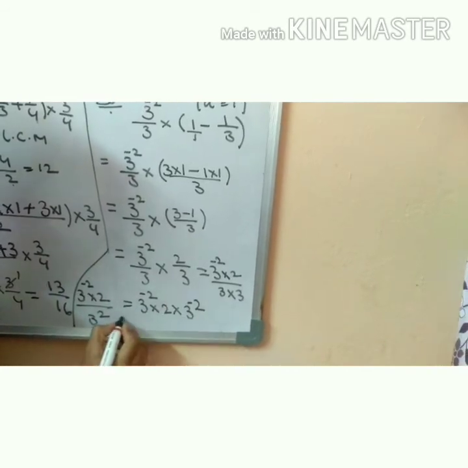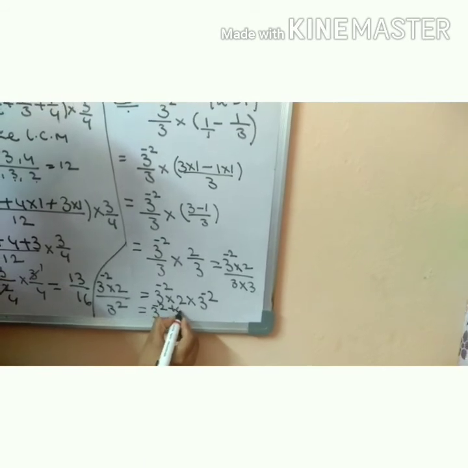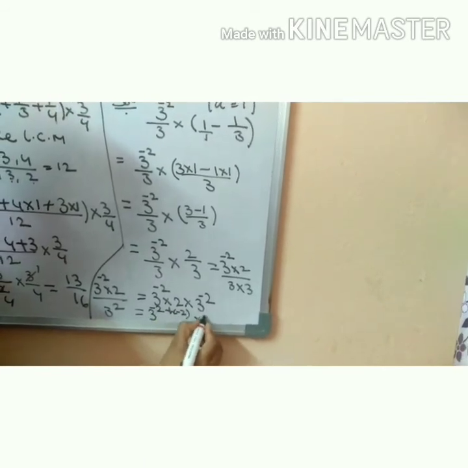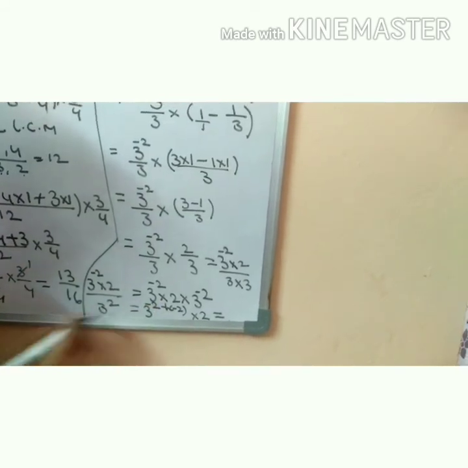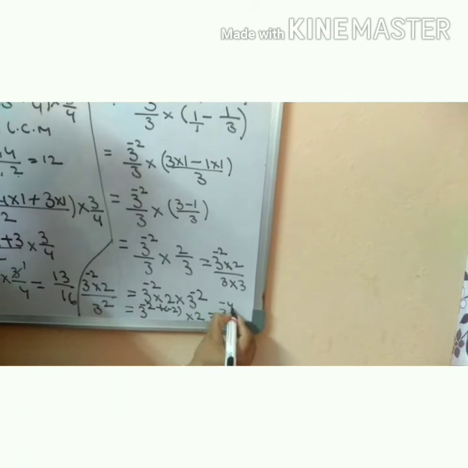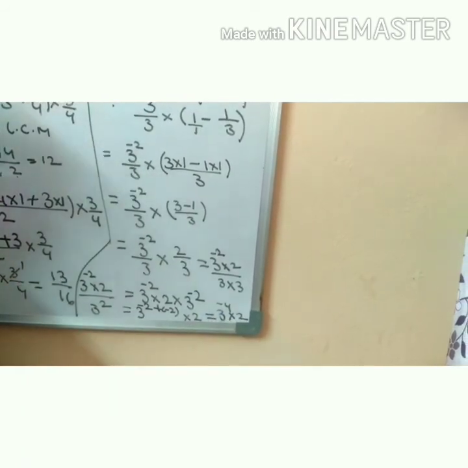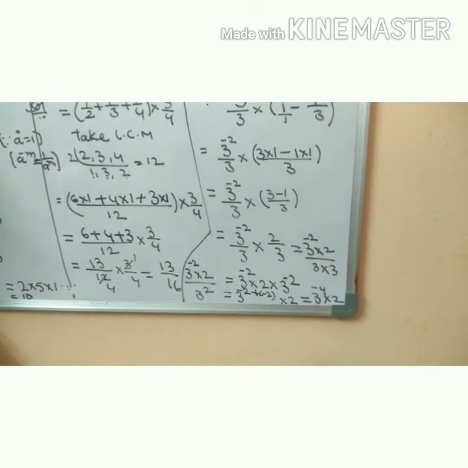So write here bases are same, then exponents are adding. So 3 power minus 2 plus minus 2 into 2. So here plus into minus, minus. Minus 2 minus 2, minus 4. 3 power minus 4 into 2. The value is 3 power minus 4 into 2. Did you understand children?